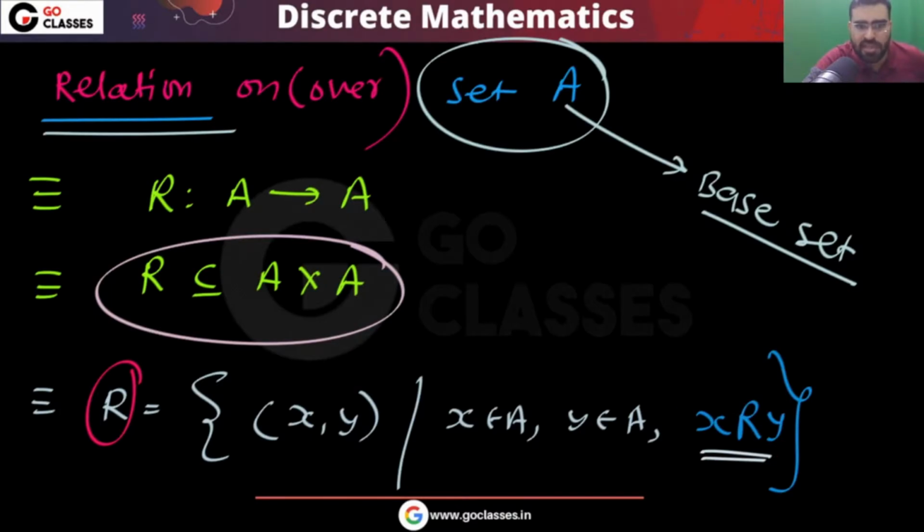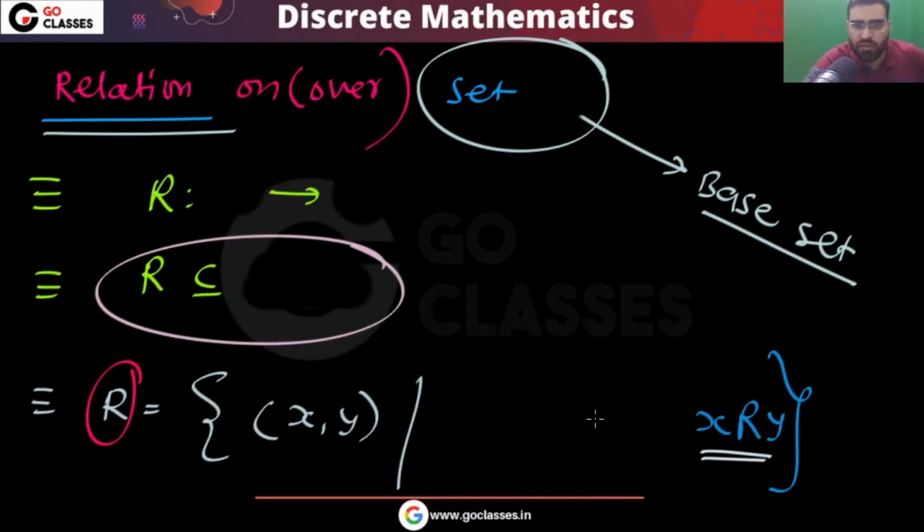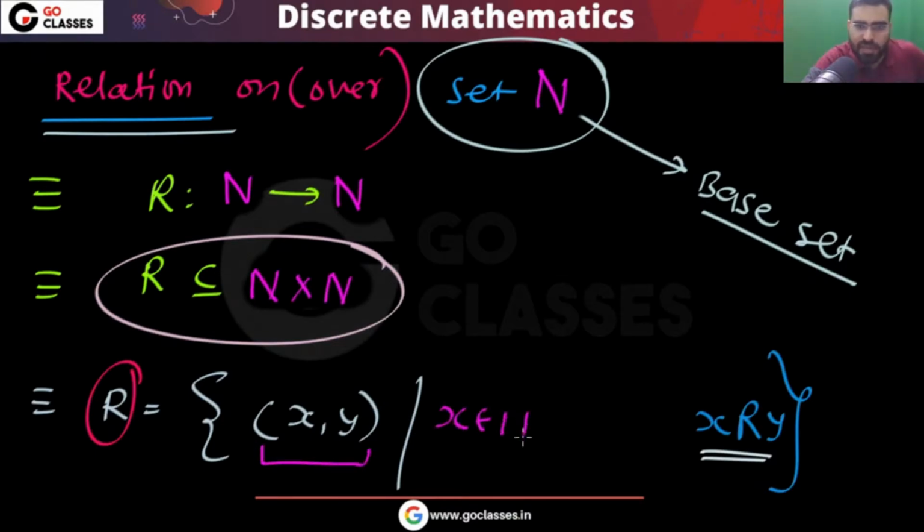For example, if I say that you have a relation on set N, the set of natural numbers, then it means from natural numbers to natural numbers. It means you have a subset of N cross N. In this relation R you will have ordered pairs where the first element comes from N and the second element is also a natural number, such that X is related to Y. Very simple.